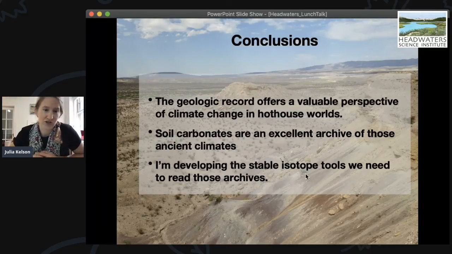I showed you that we have a pretty good record of how temperature has changed through the deep ocean, but on land, the record can be more difficult to find. But soil carbonates are one of the few tools that we have to reconstruct ancient climate in deep time. And what I'm working on right now, and hopefully what you feel like you have an understanding of, is developing the stable isotope tools we need to be able to interpret those archives that exist. Those rocks are out there and they know what the climate was like. It's just a matter of us figuring out how we can read the climate record from those rocks.